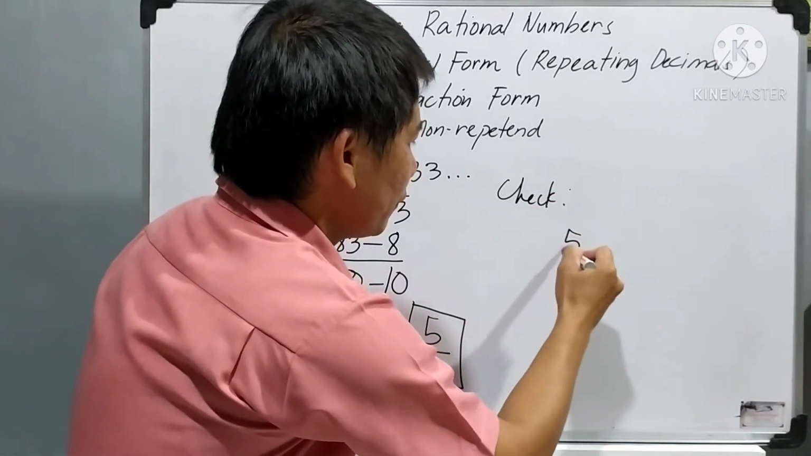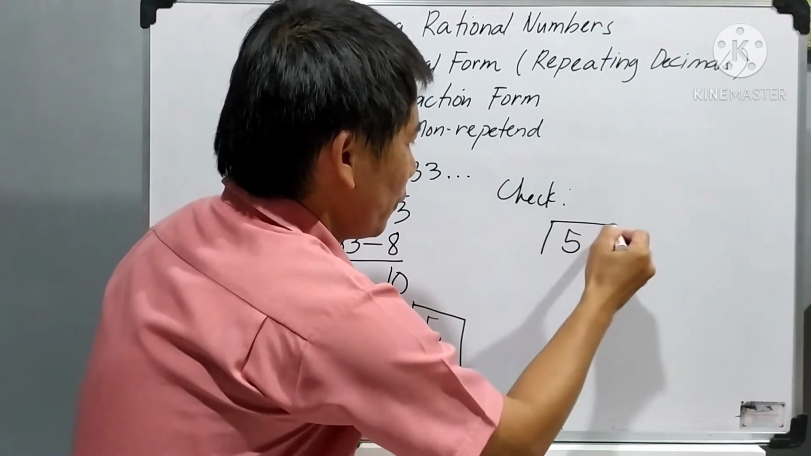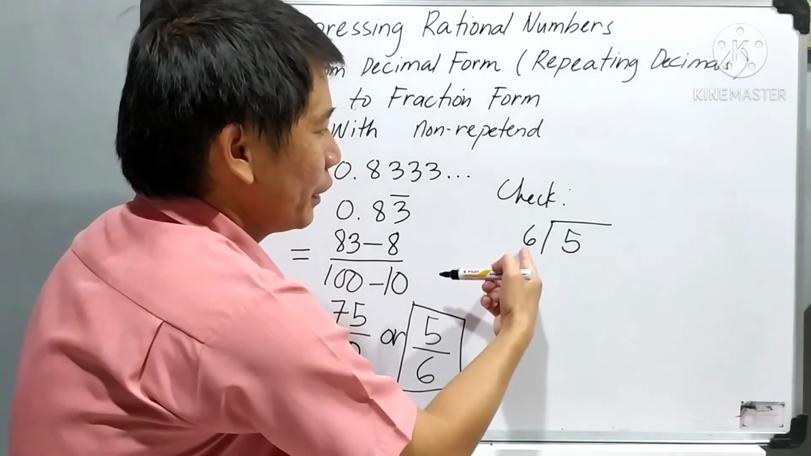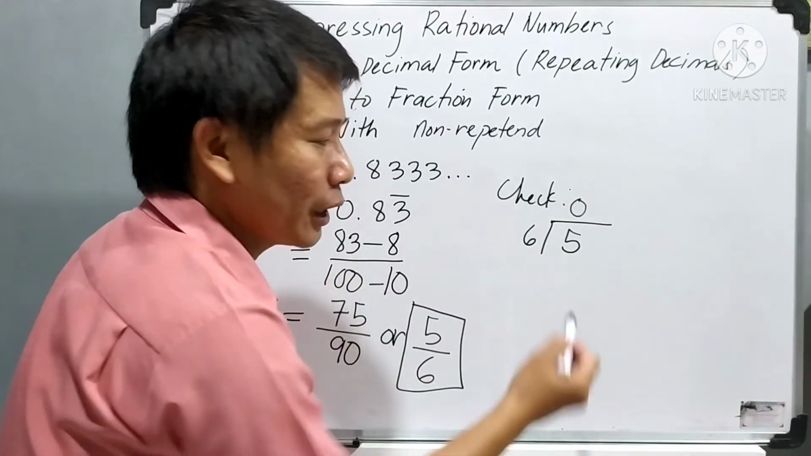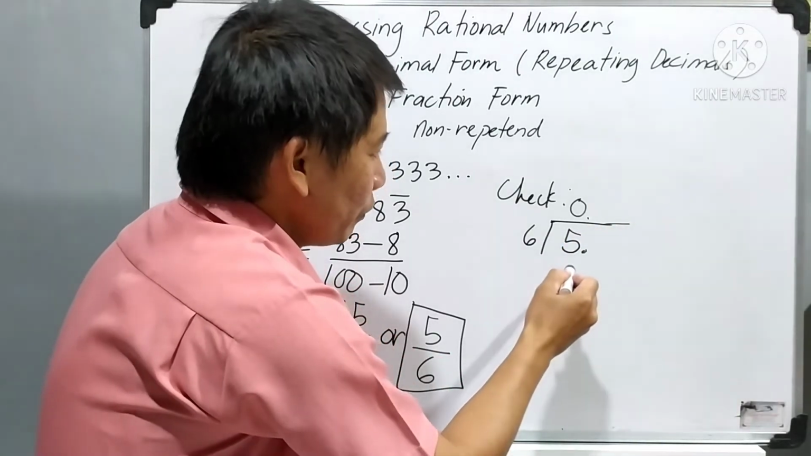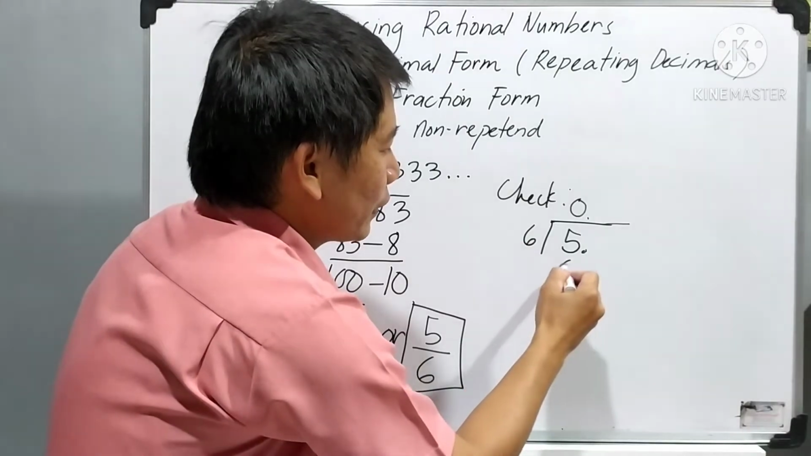So, 5 divided by 6. Since 5 is smaller than 6, so that is 0, initial quotient. Decimal point here, another decimal point here. Align. So, but you multiply first 0 times 6, that is 0.